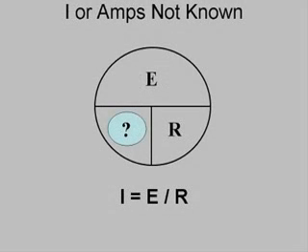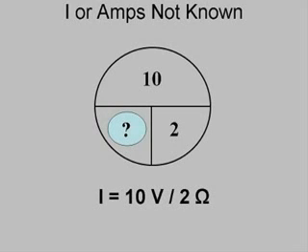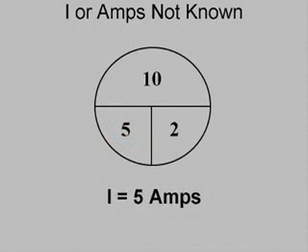Let's say we want to figure out how many amps are going to flow through our circuit. We take our voltage and divide it by our resistance. When we cover up our unknown value, we've created a division problem. So let's say we have 10 volts and 2 ohms. What is our amperage? Our amperage is 5 amps.